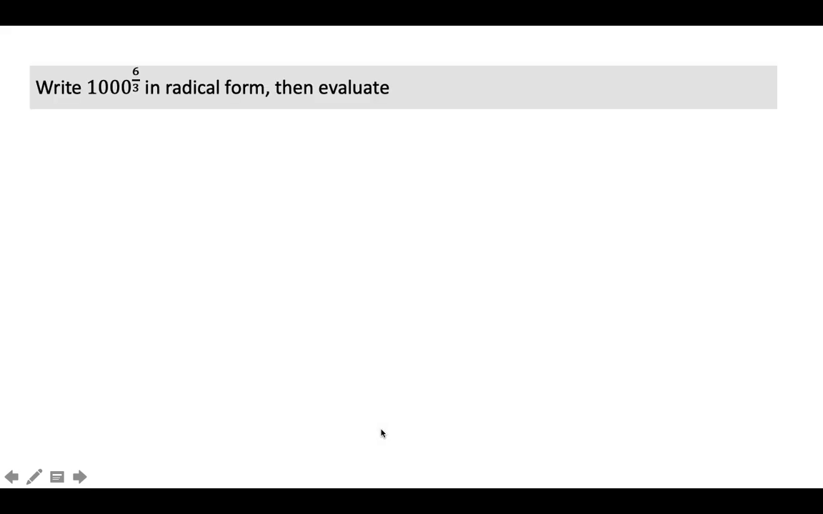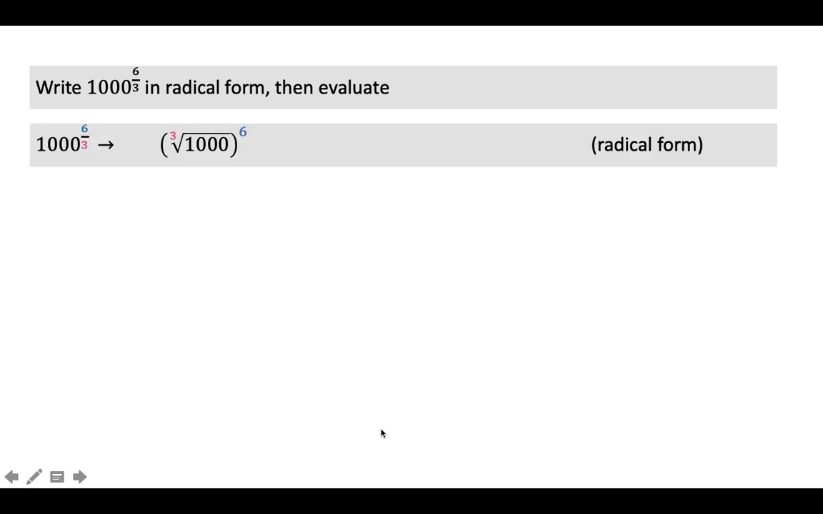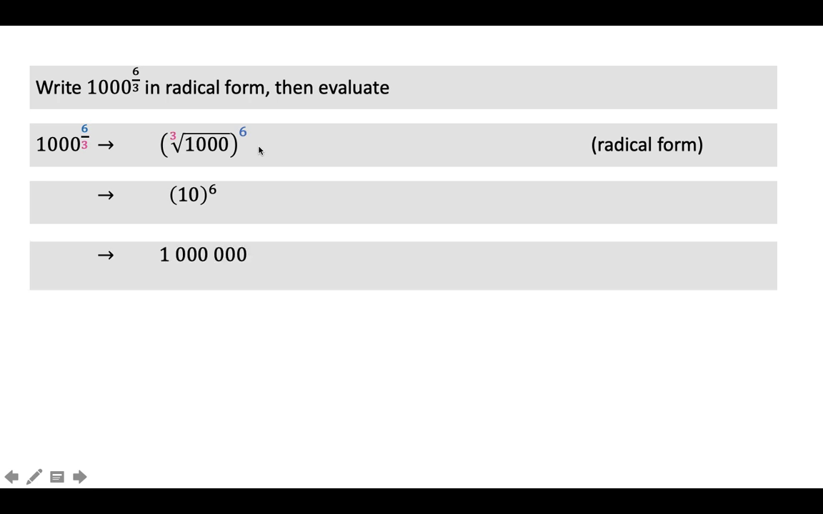Now I am going to write 1000 to the power of 6 over 3 in radical form and then evaluate. So if I continue without thinking, really, the denominator of my exponent becomes the index of my radical. The numerator of my exponent becomes my exponent of my radical. So what number multiplied by itself 3 times gives you 1000? We're going to evaluate what's in the brackets first. 10. 10 to the power of 6 is 1,000,000.